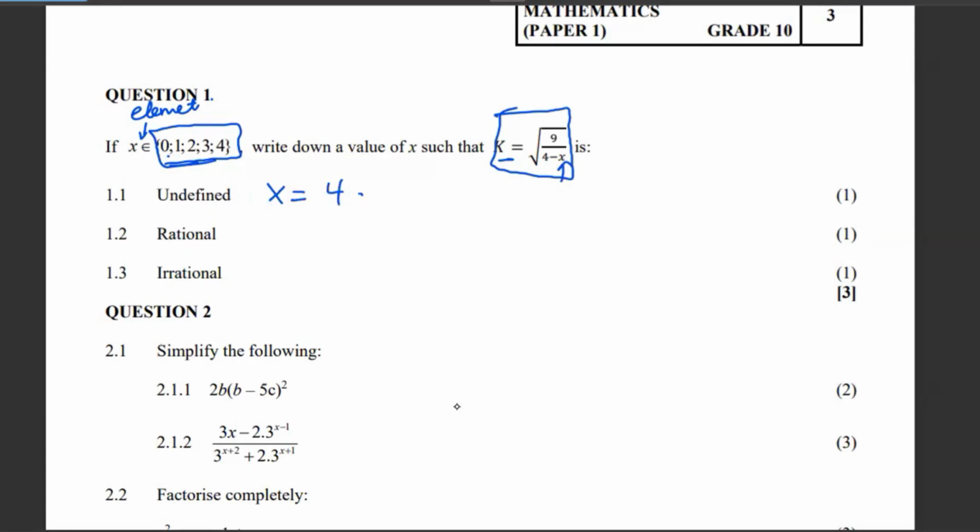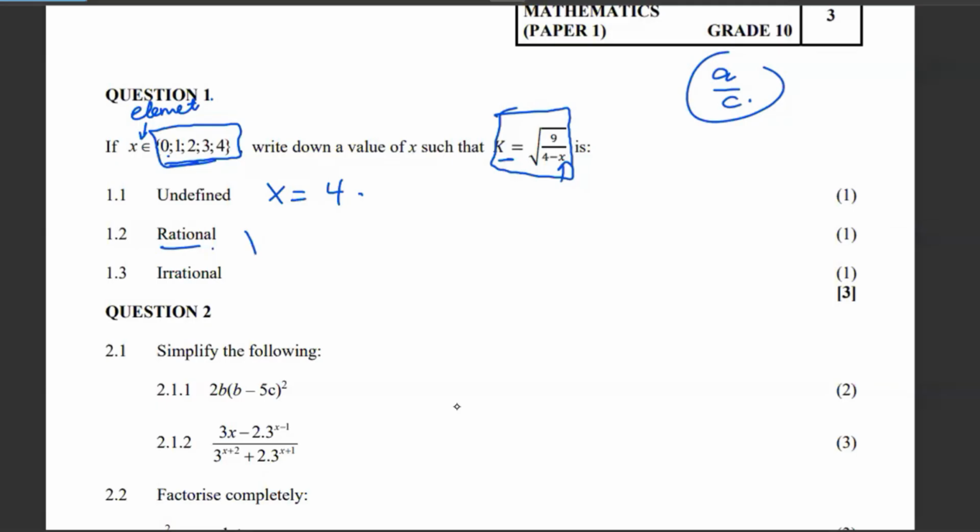We're done with that. Then for rational, we know that a number is rational if it can be expressed as a fraction. So in this case, since we have a square root sign, we need to look for a number that is going to give us a perfect square inside here, so that whatever is left in the square root, we can find its square root. So chances are high we have more than one number here. No? We have more than one number. That's what I'm thinking.